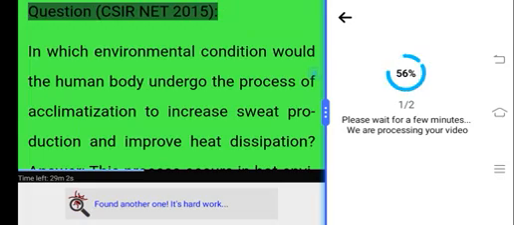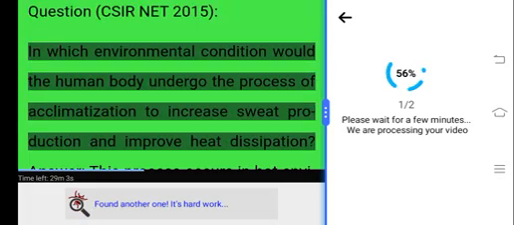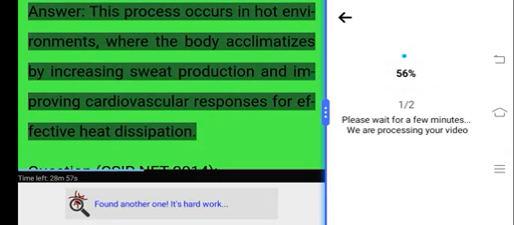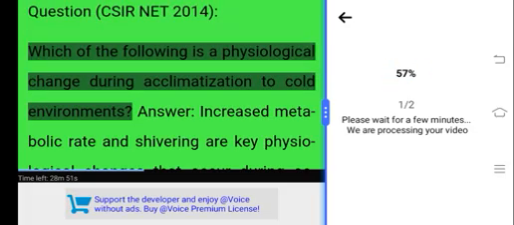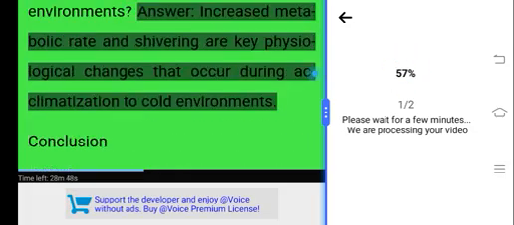Question. CSIR NET 2015. In which environmental condition would the human body undergo the process of acclimatization to increase sweat production and improve heat dissipation? Answer. This process occurs in hot environments, where the body acclimatizes by increasing sweat production and improving cardiovascular responses for effective heat dissipation. Question. CSIR NET 2014. Which of the following is a physiological change during acclimatization to cold environments? Answer. Increased metabolic rate and shivering are key physiological changes that occur during acclimatization to cold environments.